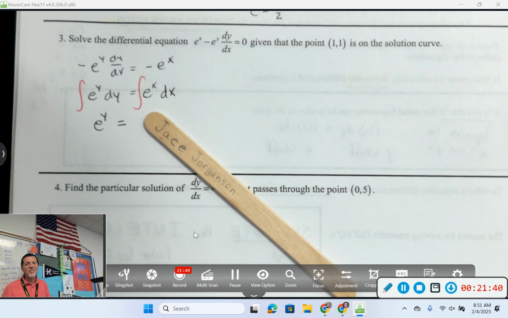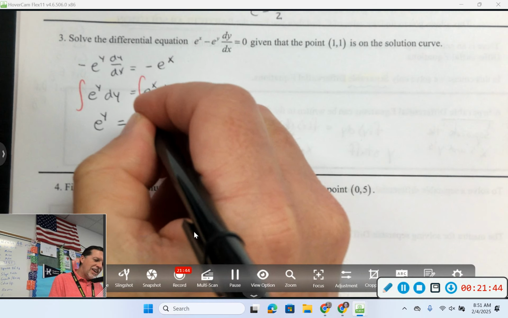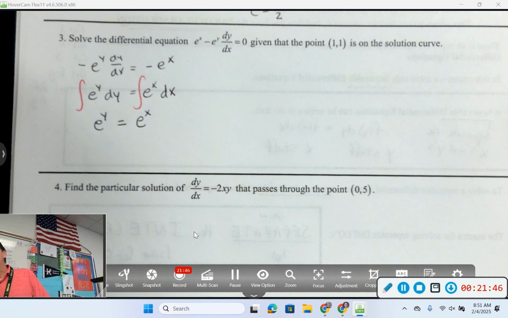So, Jace, what's the antiderivative of e to the x? You want to say a little bit more? Plus c.